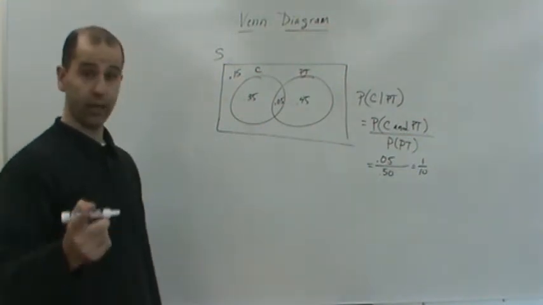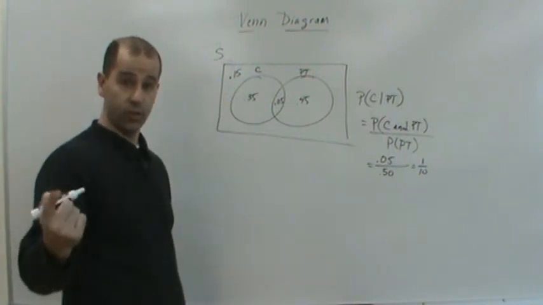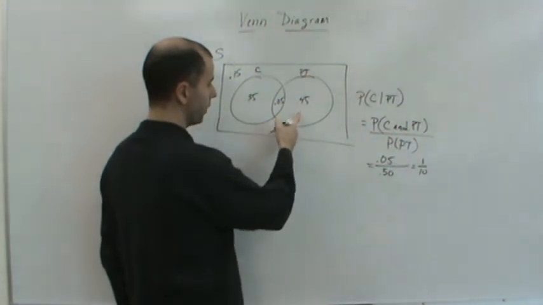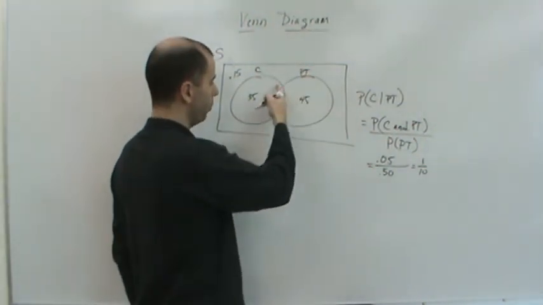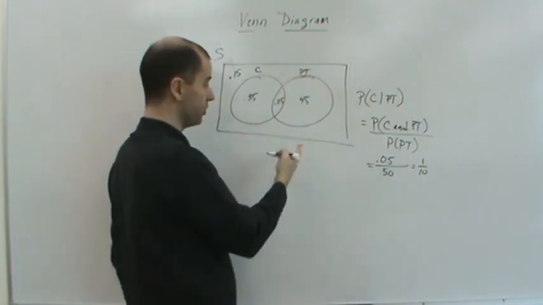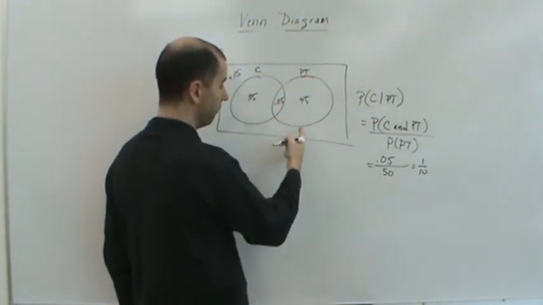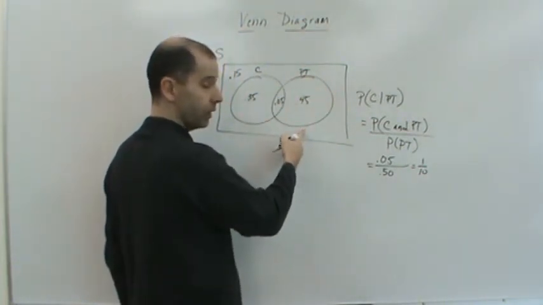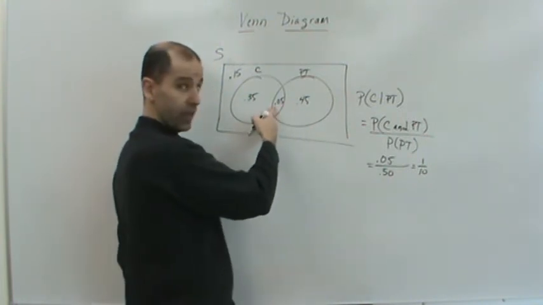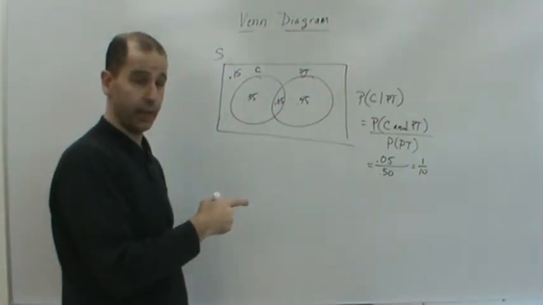The other way to look at it, remember, is that conditional probability always shrinks to the given event. As soon as we know that the student works part-time, all we care about is this circle. So the new sample space is the 0.5, and that goes on the bottom. Then how much of that is in the club? 0.05. So you can do it directly just by thinking about it too.